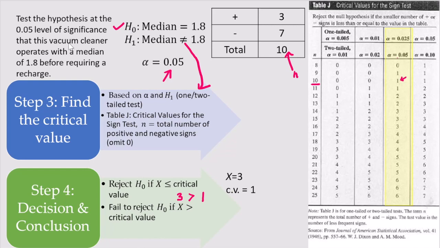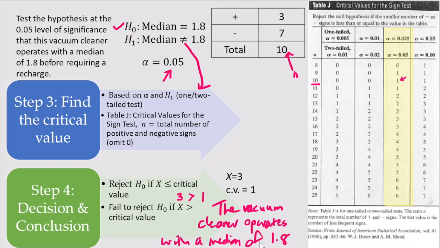So let's answer the question over here. Test the hypothesis at alpha 0.05 that this vacuum cleaner operates with a median of 1.8 before requiring a recharge. So yes, the vacuum cleaner operates with a median of 1.8 before requiring a recharge.